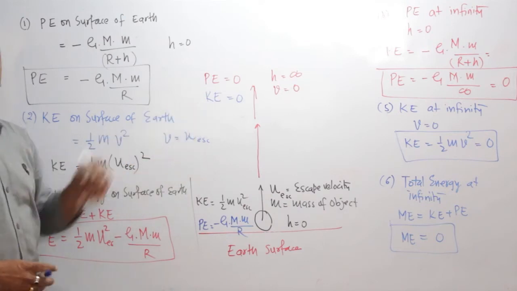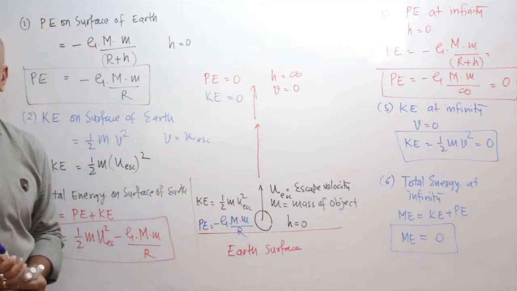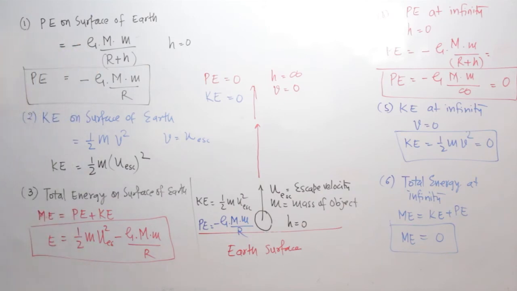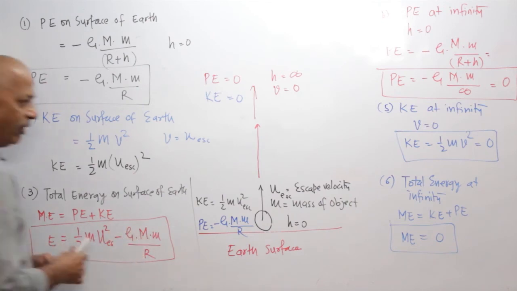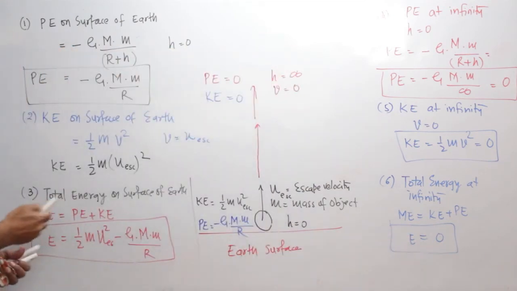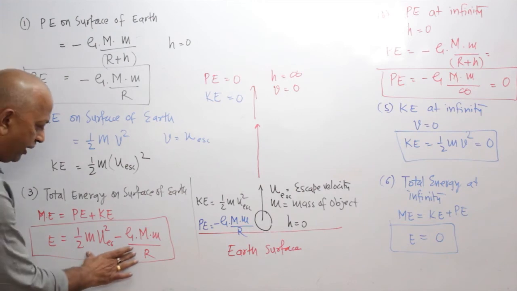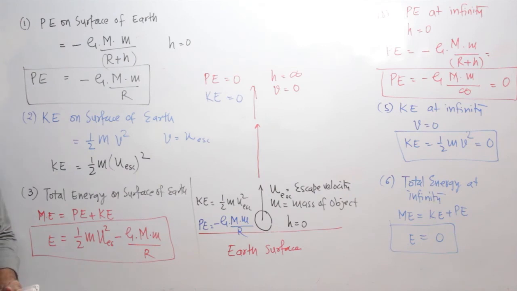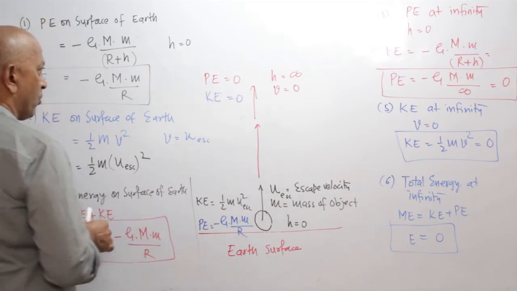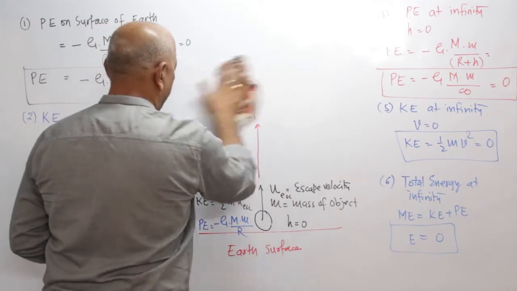So at infinity, the total energy of this one is equal to 0. The initial energy at the surface was 1/2 mu square minus GMm upon r. Here we can simply call it the mechanical energy, E. The total energy was this much, and now the total energy is this much. So according to the law of conservation of energy, the energy remains constant.